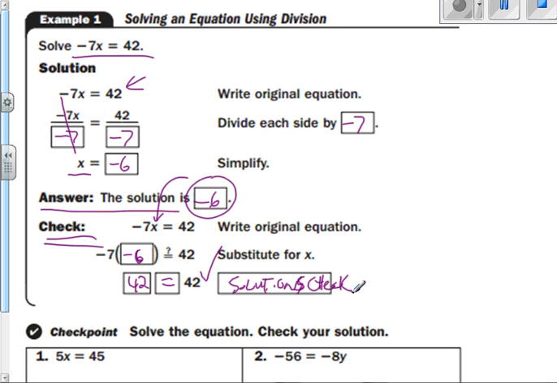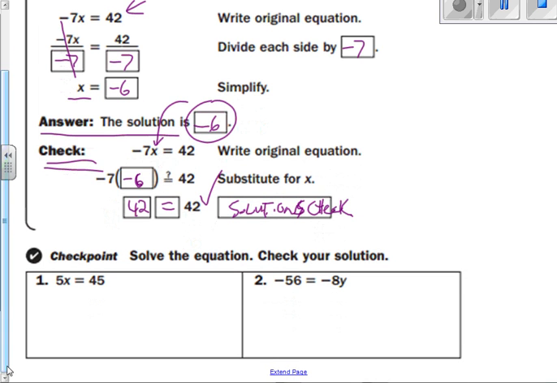So let me scroll down here so you can see. Now we have 2 checks. What I need for you to do is to pause the video. I want you to do number 1. I want you to do number 2. Once you get the answer to both of those, go ahead and start the video back up, and then we'll check our answers.